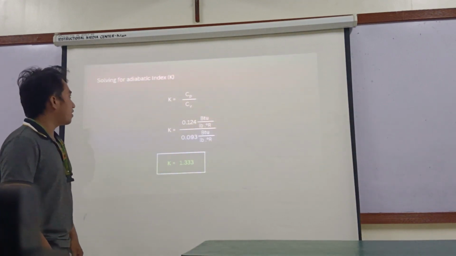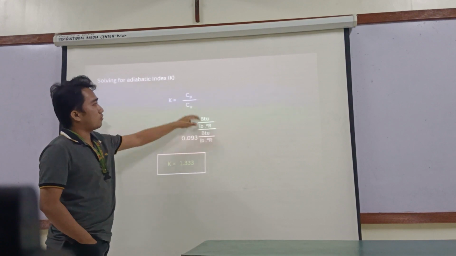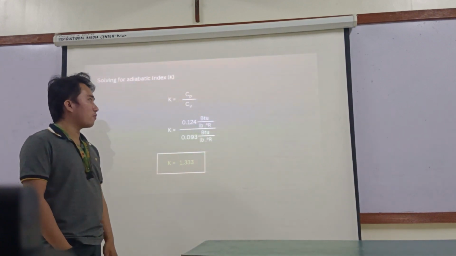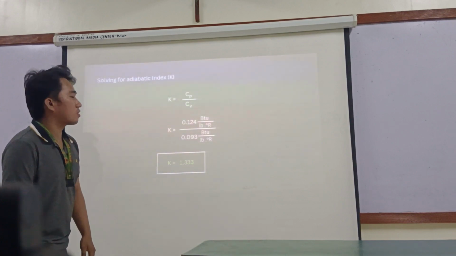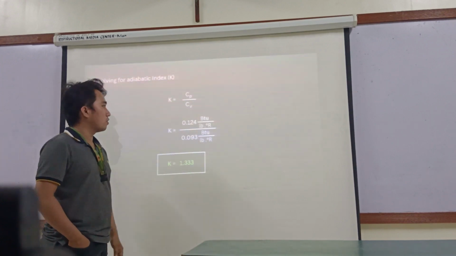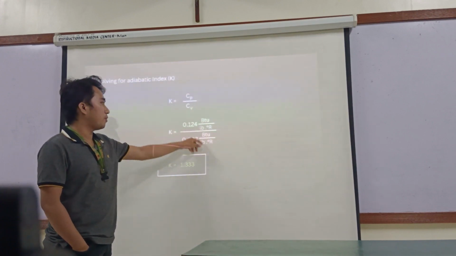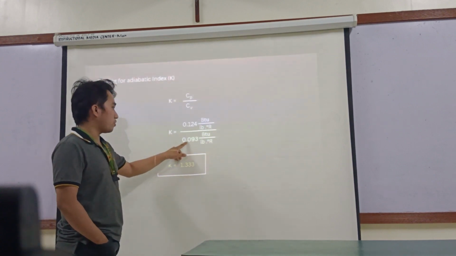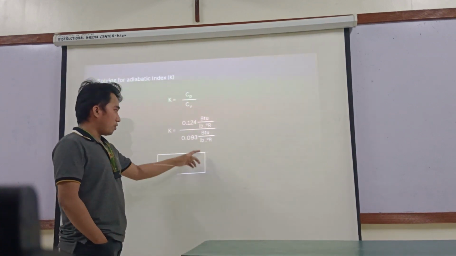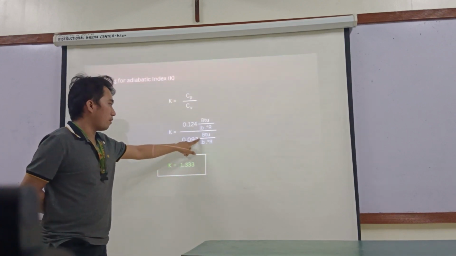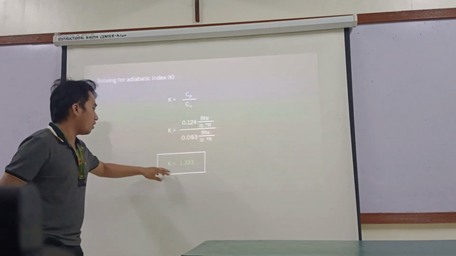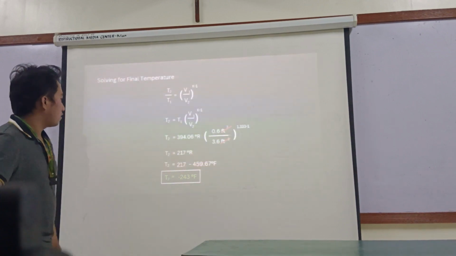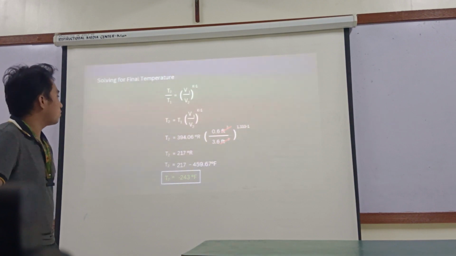Solving for the adiabatic index, the K. So here we have the formula: K is equal to constant pressure over constant volume. So let's substitute the given values. 0.124 BTU per pound degree Fahrenheit over 0.093 BTU, British thermal unit per pound degree Fahrenheit. So the K would be 1.333. Next slide.